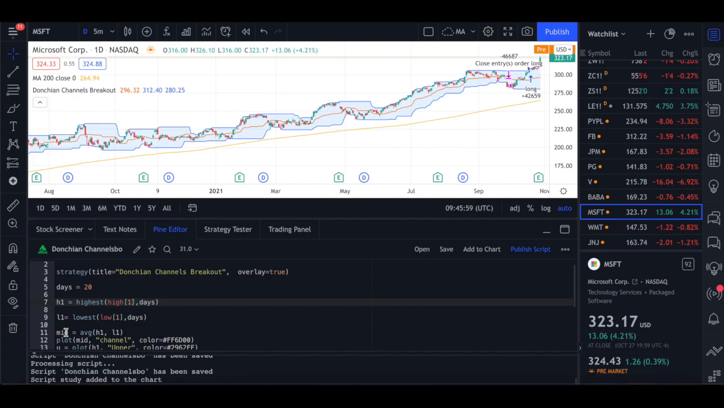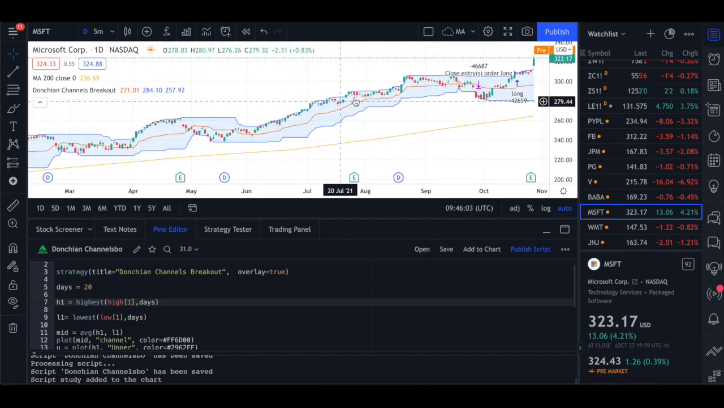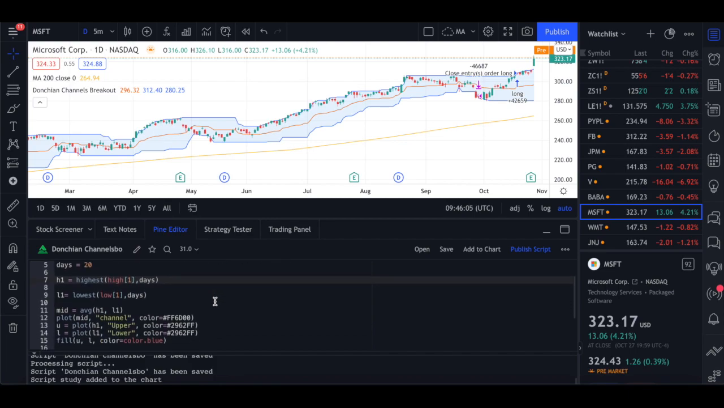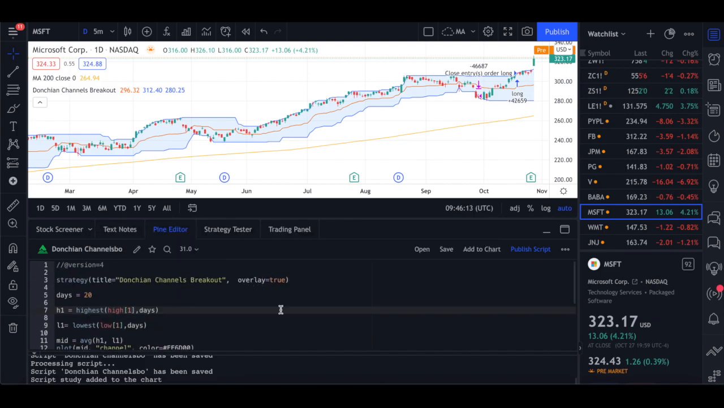Then the midline is drawn, which is the average of H1 and L1. That's the line that you see in the middle. And then we have filled it with the blue color. We use the fill function, and you use the plot function to plot the line, and then we use overlay equal to true, so you can see it on the graph.